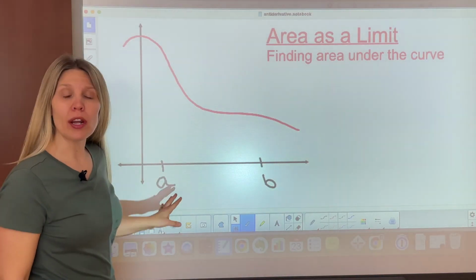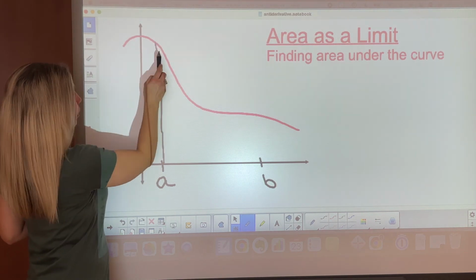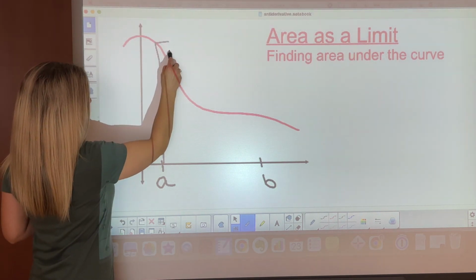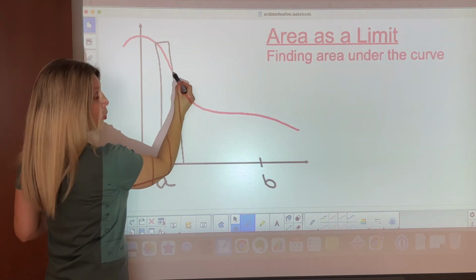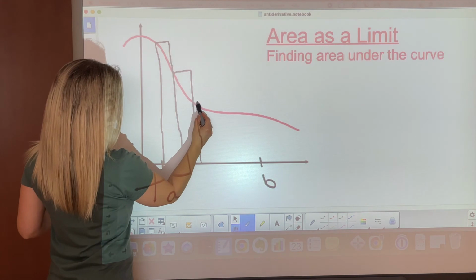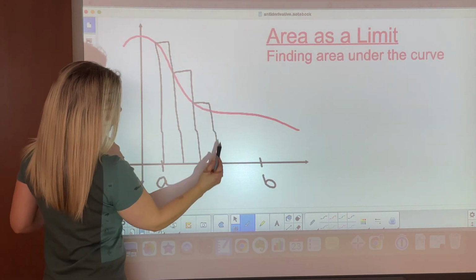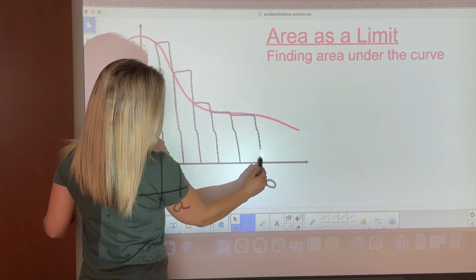So I'm going to start at our point A and draw a straight line up to the function, go over and draw a rectangle down. Then I'm going to start at the point of the function, go over and down, start where the function is, over and down. And I'm going to do this as many times until I get to B.